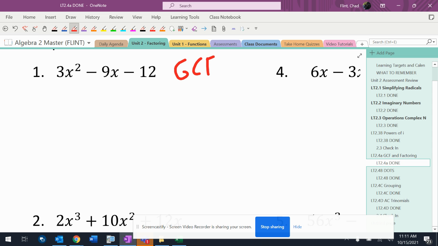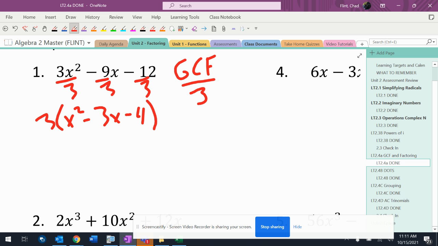GCF first. The GCF is that they don't all have an x, so there's no x involved, but they do all divide by 3. So the GCF is 3. So divide by 3, divide by 3, divide by 3. So it's 3 times x squared minus x minus 4.